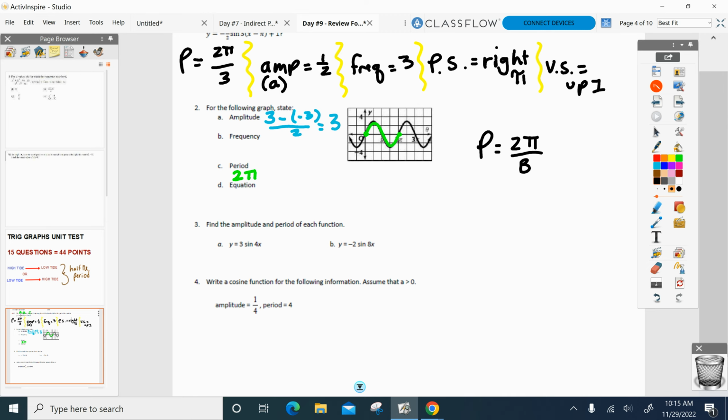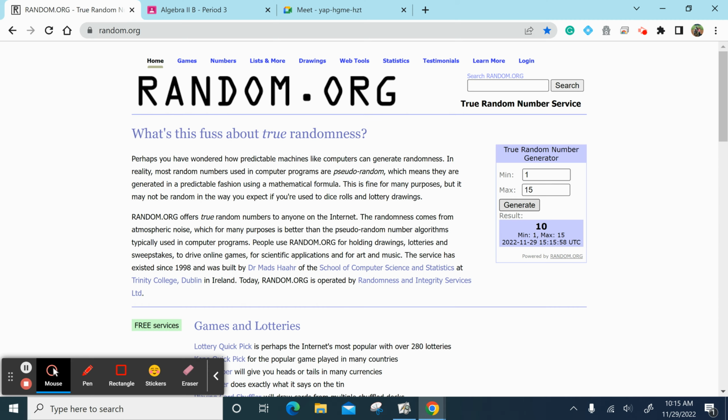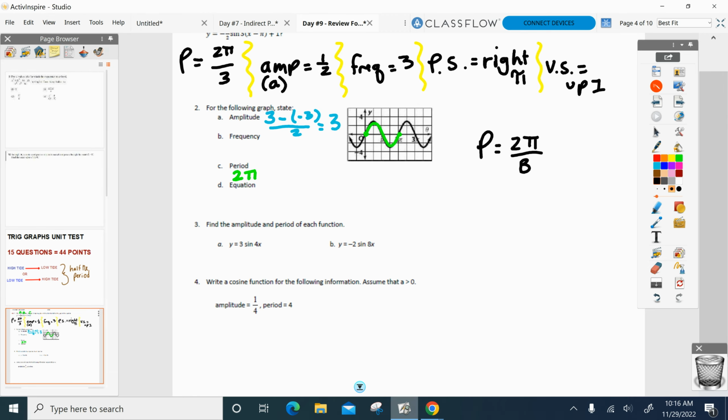Frequency? Anybody come up with the frequency? You have to plug in the period. Oh, 1. Good job. Anybody want to see the math behind that? 1. We're all good? 2 pi over 2 pi.